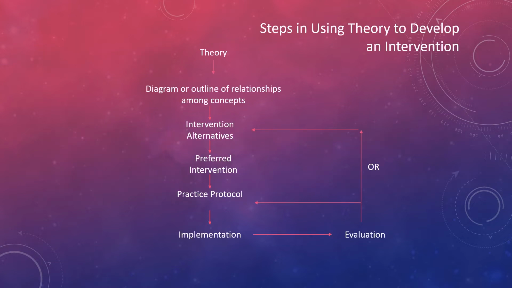So here are the steps in using a theory to develop an intervention. You identify the theory. It's helpful to then diagram or outline relationships among the concepts in the theory. If you have multiple theories, for example a nursing theory and also a theory of behavior change, and you want to include both, drawing it out and figuring out how you're going to do that can be very helpful, especially as a group.